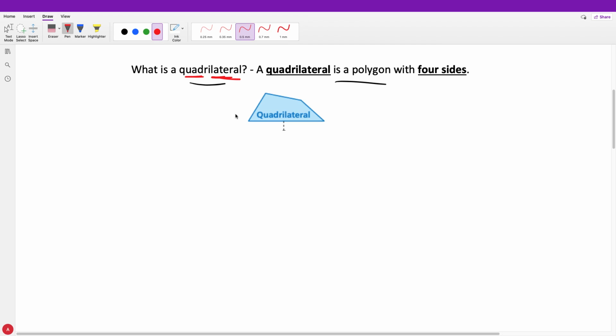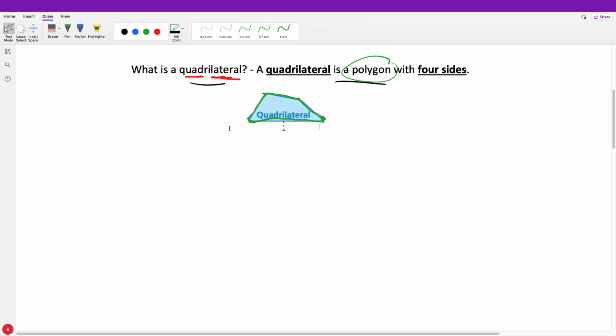A quadrilateral can appear in a lot of different ways. Here's just one example of what a quadrilateral could look like. We see that we have four sides: one, two, three, four. When we say a polygon, that means the sides need to be enclosed and there are no curves. It's all straight lines, and our shape has to be completely enclosed, so there are no gaps or openings. A quadrilateral is just any four-sided figure.